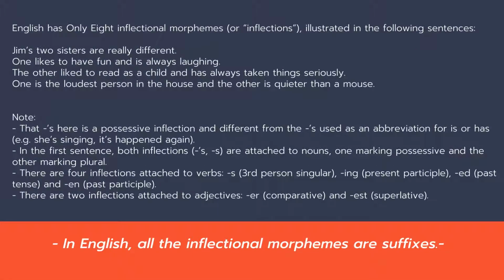English has only 8 inflectional morphemes, or inflections, illustrated in the following sentences. James' two sisters are really different. One likes to have fun and is always laughing. The other liked to read as a child and has always taken things seriously. One is the loudest person in the house and the other is quieter than a mouse.